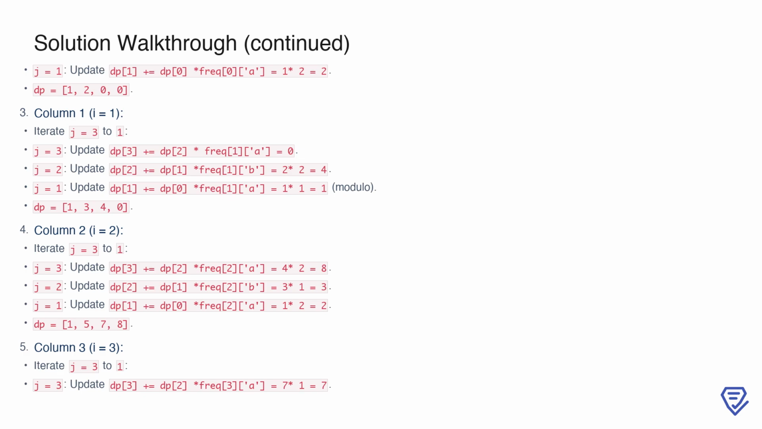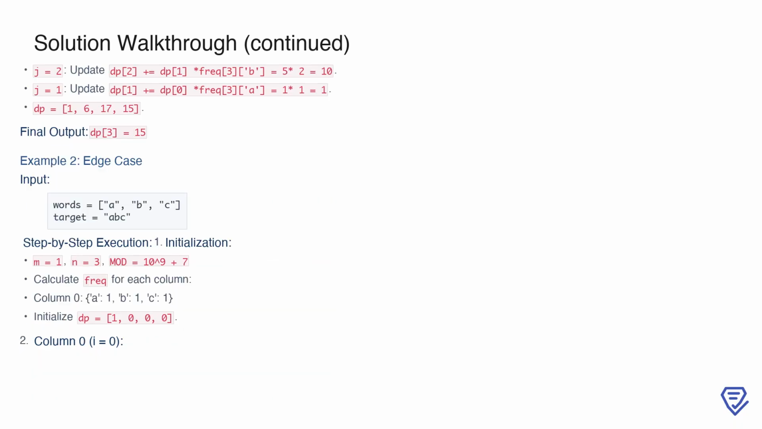Moving to column 2, we repeat the process. For j equals 3, the target character matches column 2's frequency, so dp[3] is updated to 8. For j equals 2, the target character b matches, updating dp[2] to 7. For j equals 1, the target character matches again, and dp[1] is updated to 5. At this point, dp becomes 1, 5, 7, 8. Finally, we process column 3. For j equals 3, the target character matches, and dp[3] is updated to 15. This reflects the cumulative number of ways to form the target string.